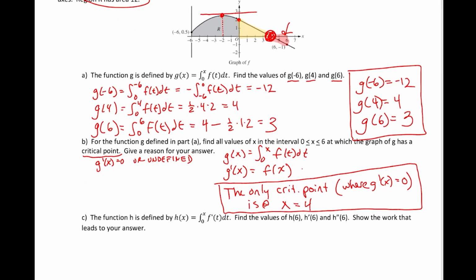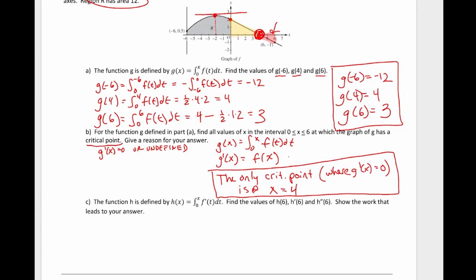Letter C says the function h is defined as the integral of f prime. Find the values of h of 6, h prime of 6, and h double prime of 6. So I guess since we have to find h prime and h double prime, let's just go ahead and do that first.